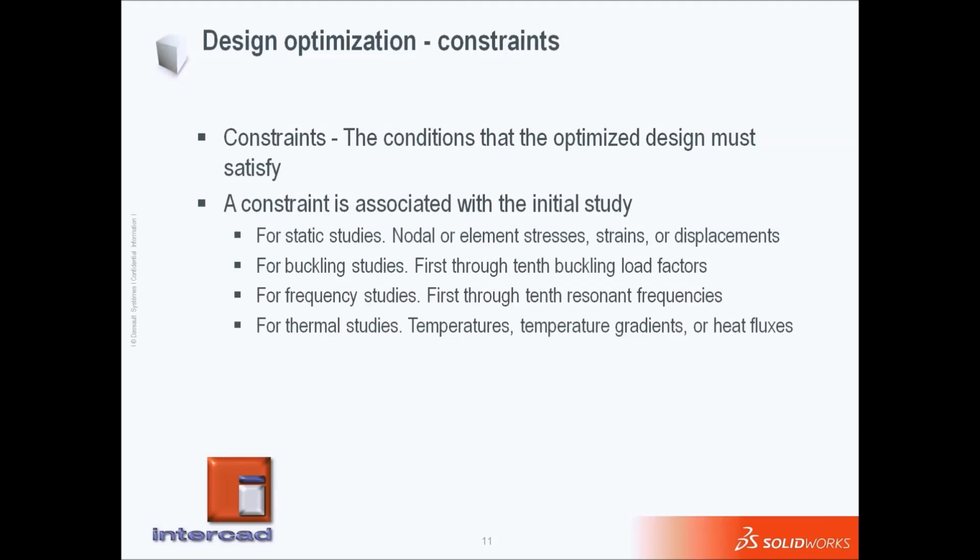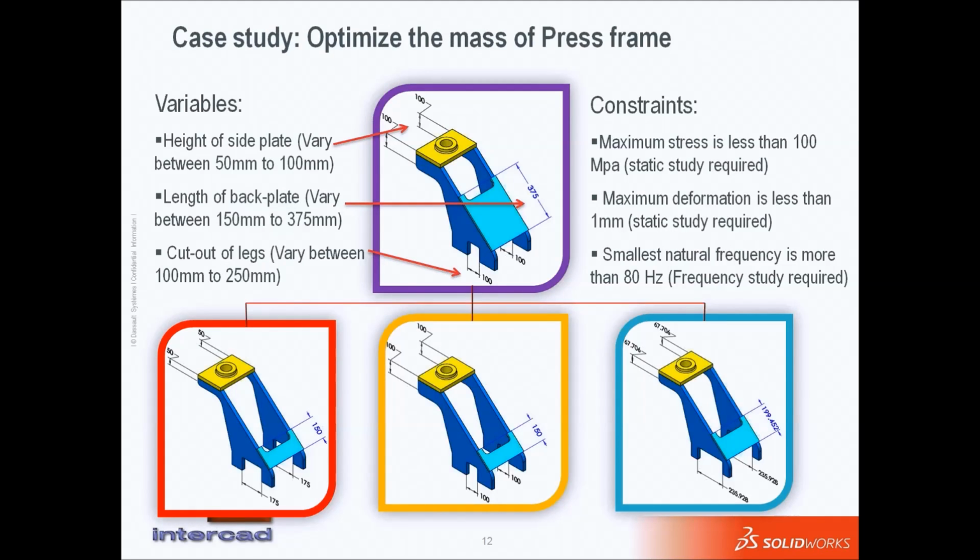For instance, for static studies, nodal or elemental stress, strain or displacement could be a constraint. For buckling studies, it could be the first through the 10th buckling load factors, and for the frequency analysis, it would be the first to the 10th resonant frequencies, and for thermal studies, it could be temperature, temperature gradients, or heat flux. All right, with this overview, now let's focus on our case study for today.